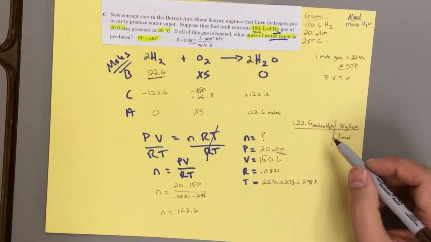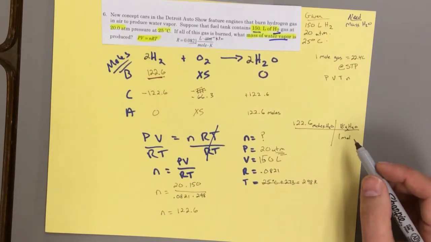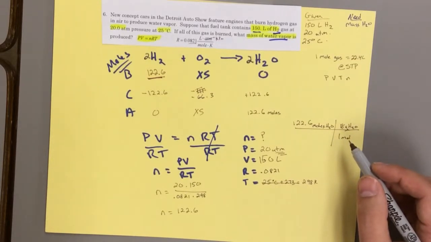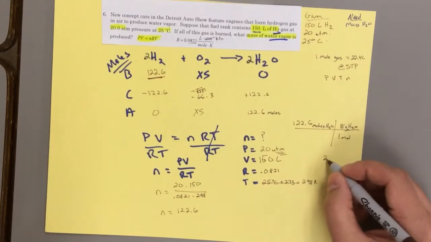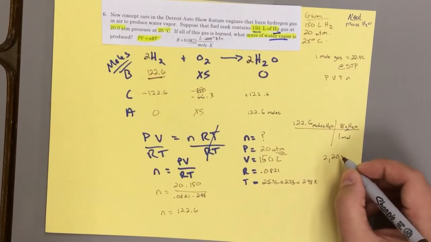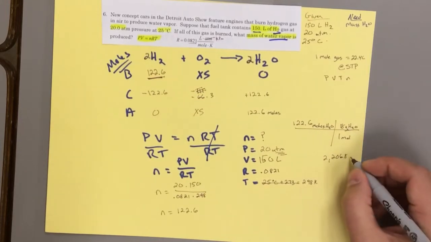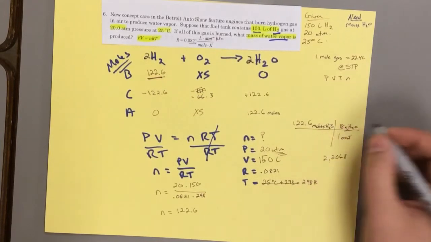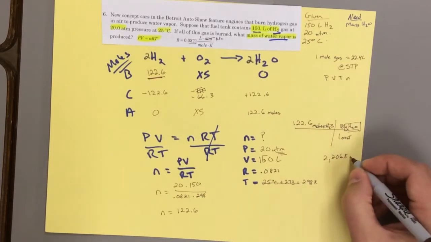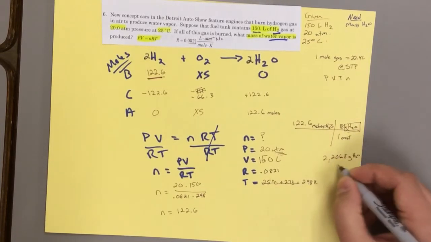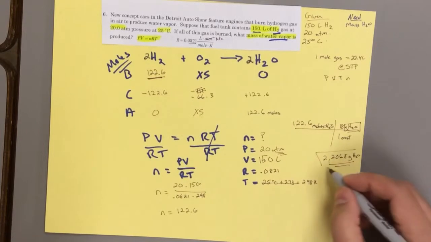If we do the math for this, we get 122.6 times 18, and that equals 2,206.8. And again, because moles of water cancels here, we're left with grams of water as our only unit, and so grams of water. So that should be your final answer.